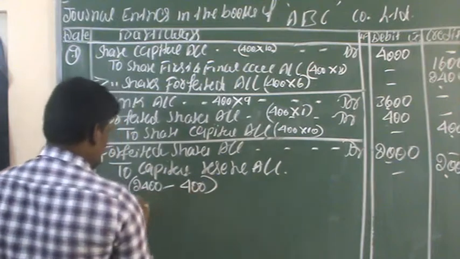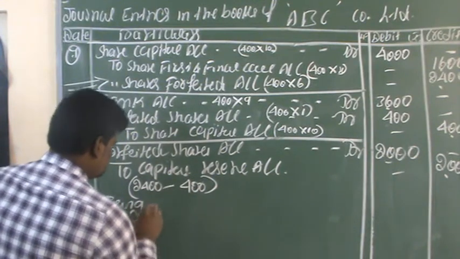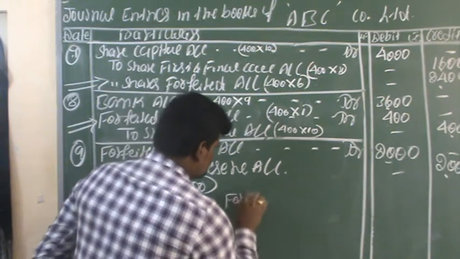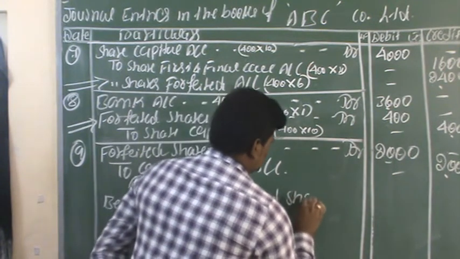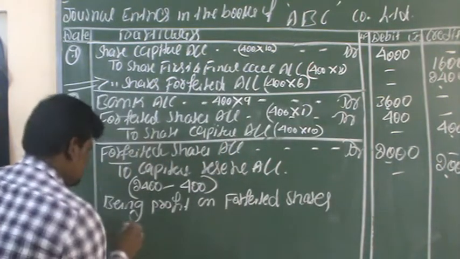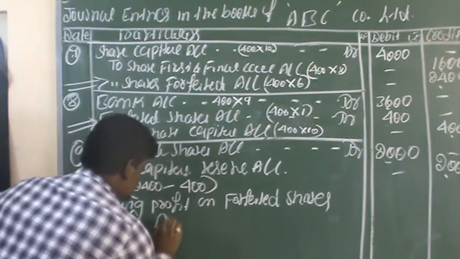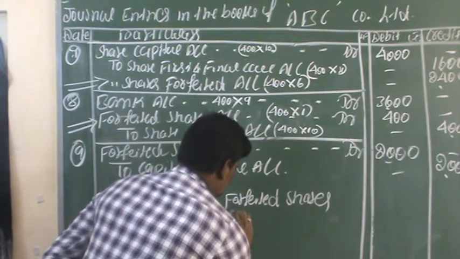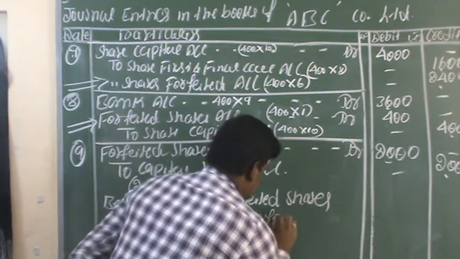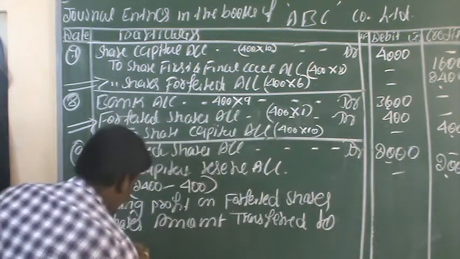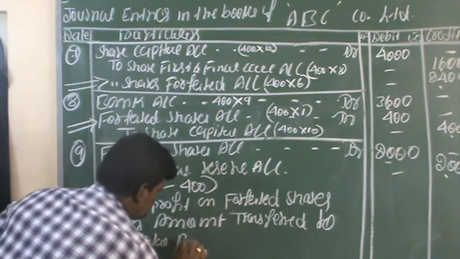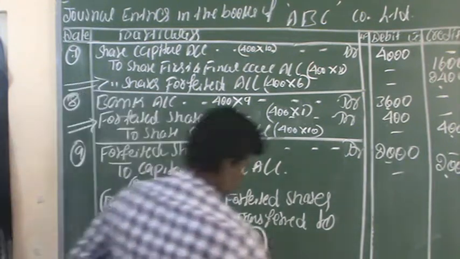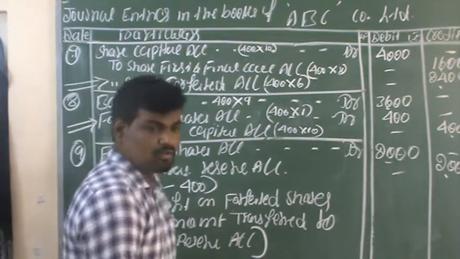Now we need to give the narration. Being profit on forfeited shares amount transfer to capital reserve account.